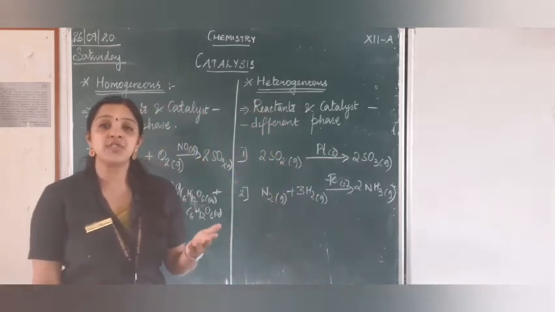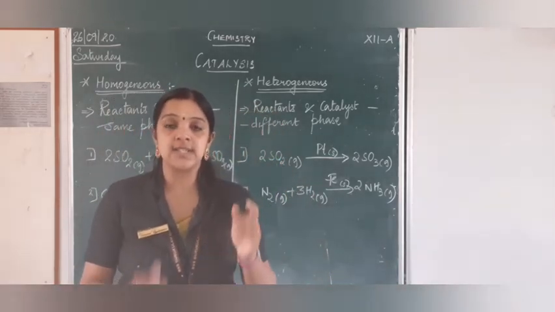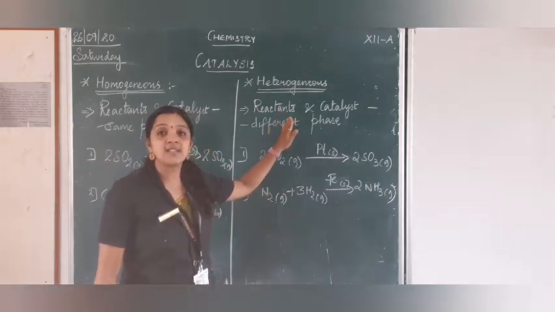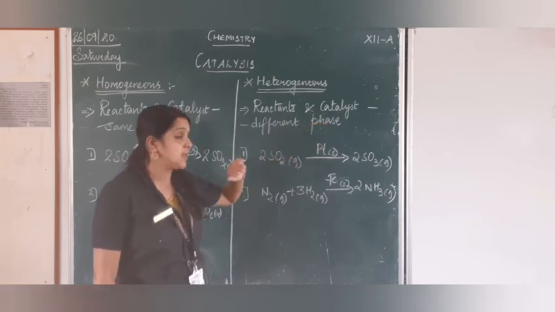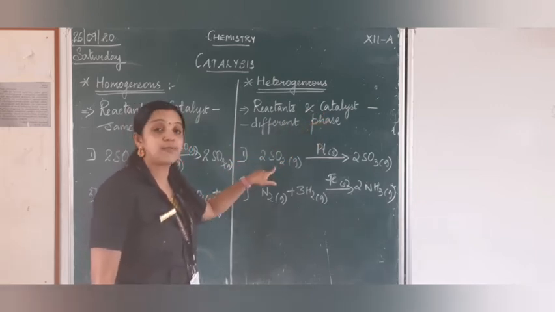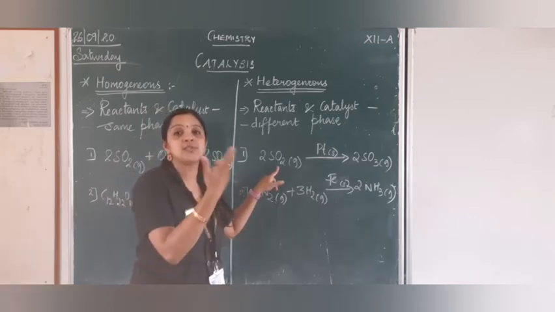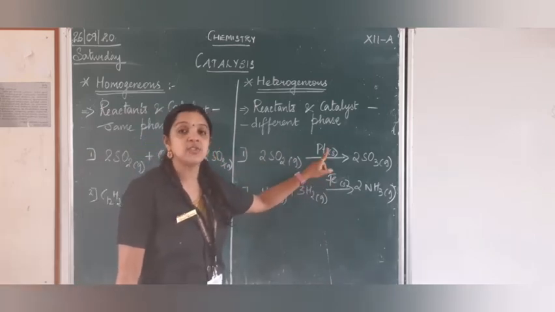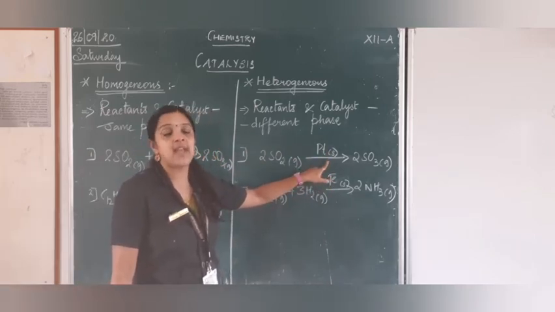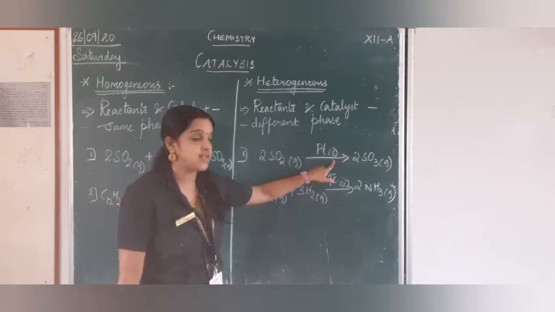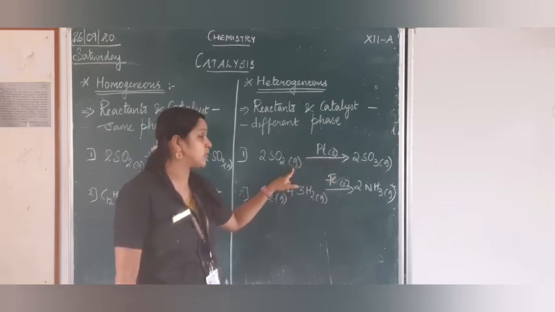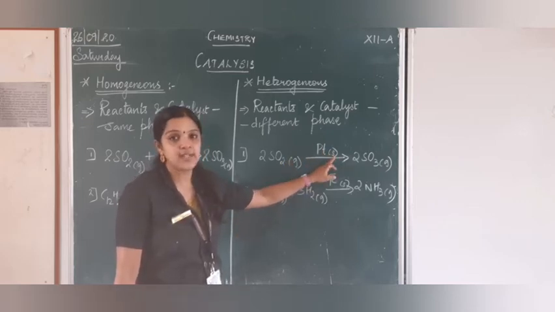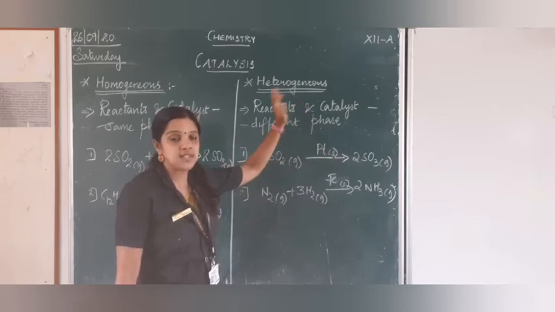So what should be heterogeneous? Hetero means different, something not similar. So heterogeneous catalysts are those where the reactants and the catalyst are in different phases. Again the same example, sulfur dioxide getting oxidized to sulfur trioxide, instead of nitric oxide we can also use platinum, which is a solid. So here platinum acts as a catalyst in the solid phase, and you can see sulfur dioxide in the gaseous phase. So when the reactants and the catalyst are in different phases, you call it heterogeneous catalysis.